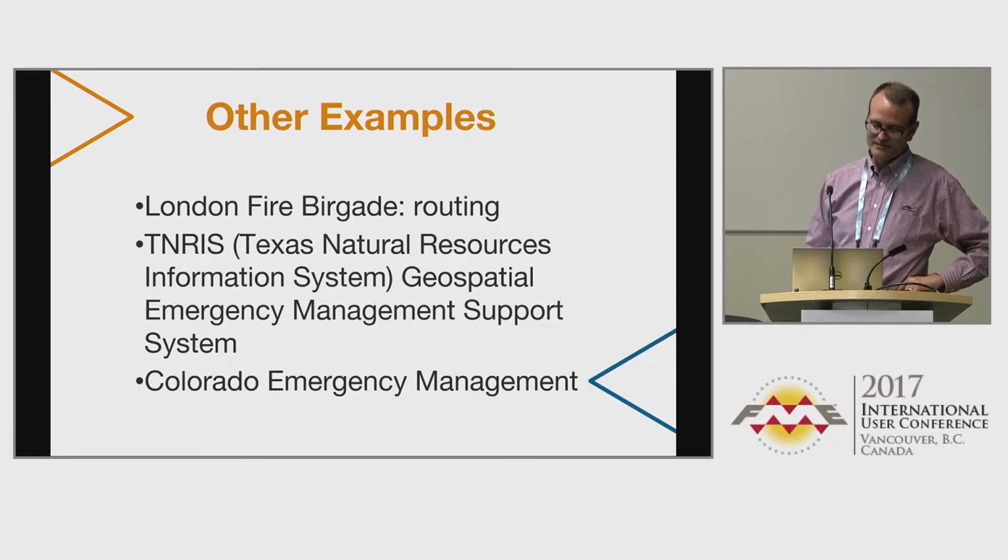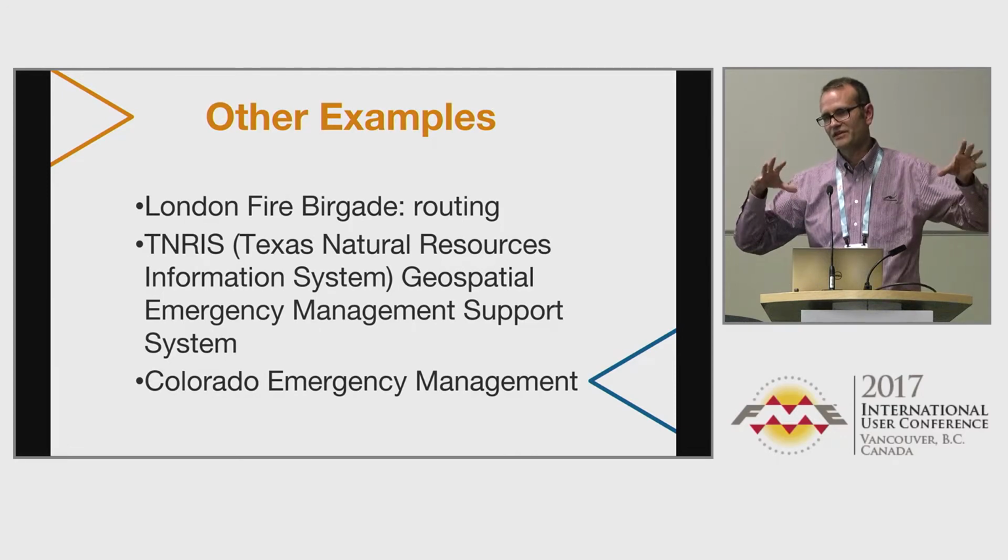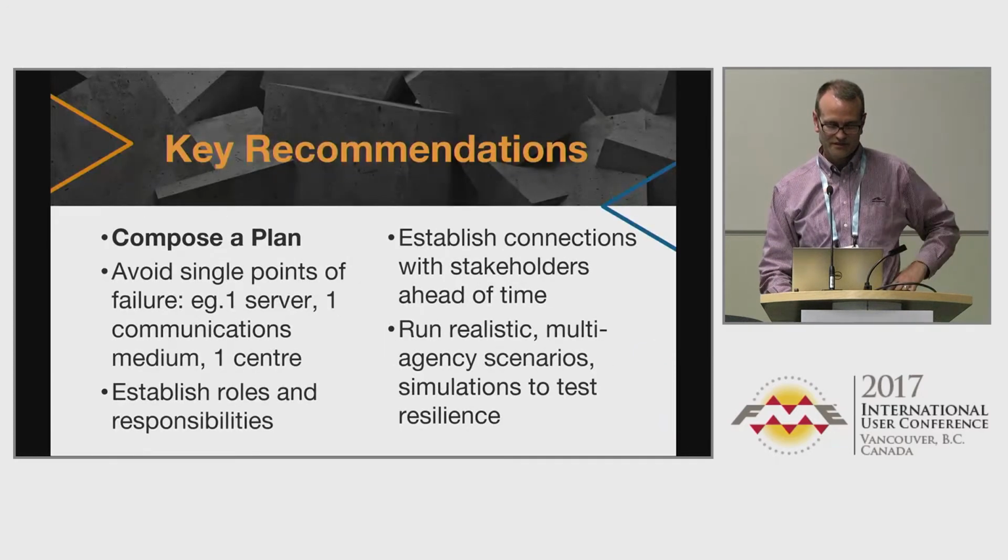And here's some other examples I didn't have time to include. So routing by London Fire Brigade. See, these are all using FME. TNRIS, so Texas Natural Resources, and Colorado Emergency Management. That's data sharing between the state and local government level, two-way data exchange.